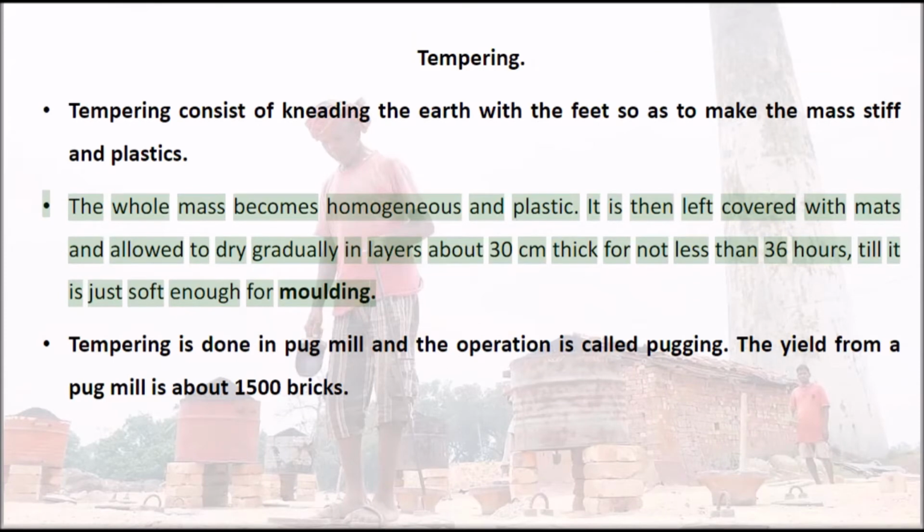Tempering is done in a pug mill and the operation is called pugging. The yield from a pug mill is about 1,500 bricks.